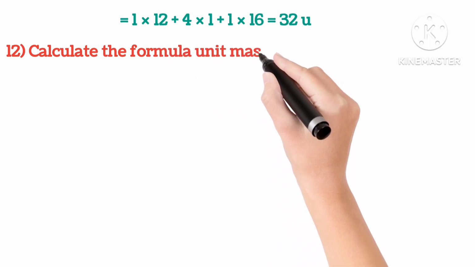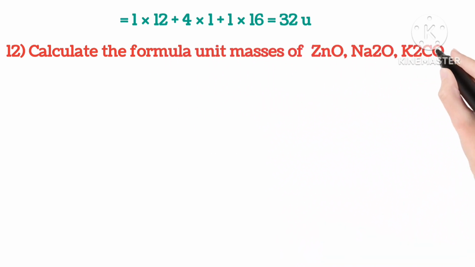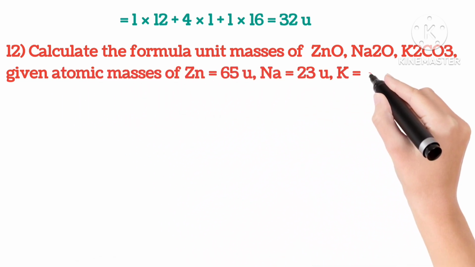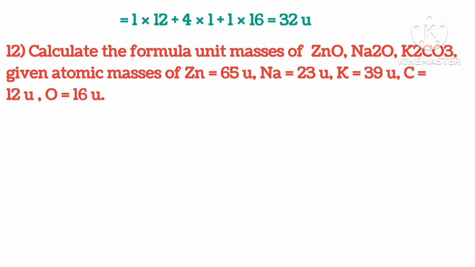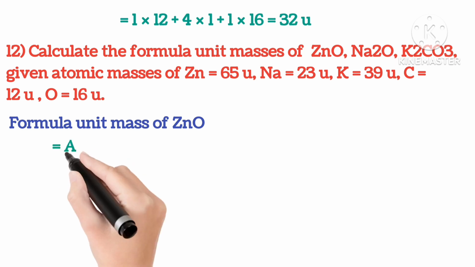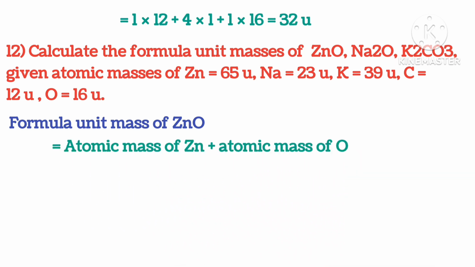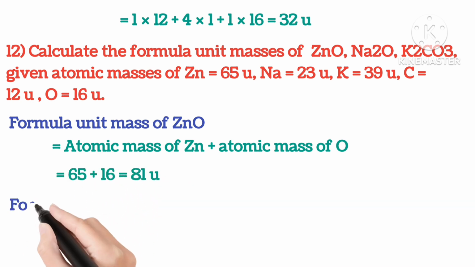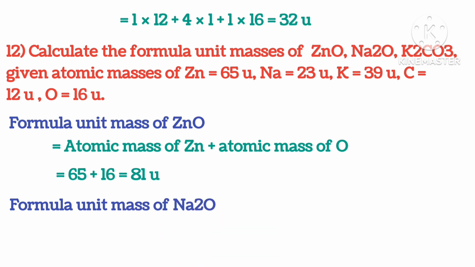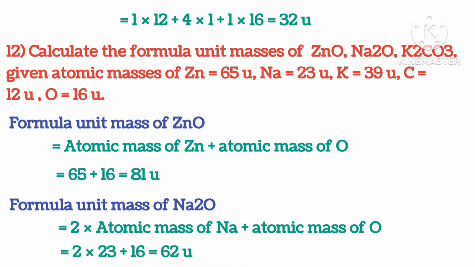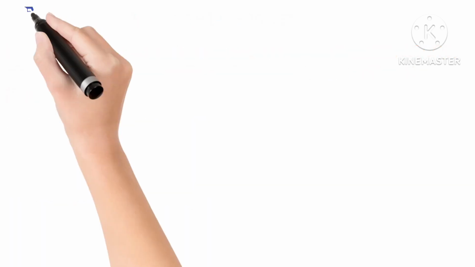Calculate the formula unit masses of zinc oxide, sodium oxide, and potassium carbonate. The atomic masses of zinc and sodium are given here. Formula unit mass of zinc oxide is the atomic mass of zinc plus the atomic mass of O, so 65 plus 16, 81 units. For sodium oxide, the atomic mass of sodium is 23, it's given here. So putting the values, we get 62 units.